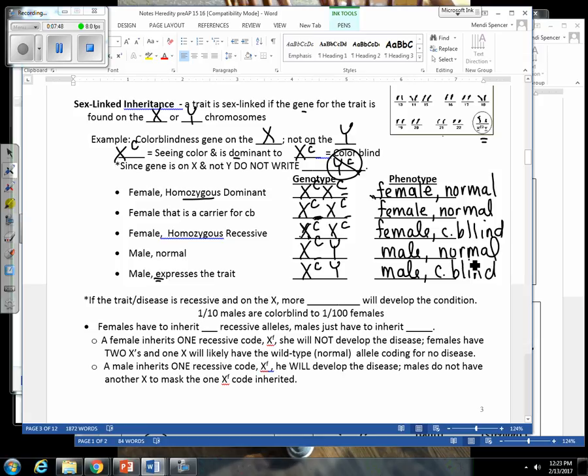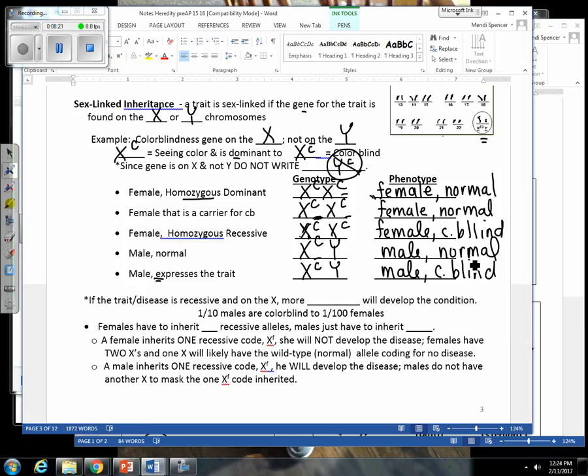Now, since the gene is located on the X, a lot of students have a tendency to believe that since a female has 2 X's, females are more likely to show these diseases in our population because they have 2 X's. But that's not the case. If we poll the class and I say, raise your hand if you know a male who's colorblind, I can usually get most students in the room to raise their hand. If I say, raise your hand if you know a female who's colorblind, I usually get no students raising their hand, or maybe just 1 student.